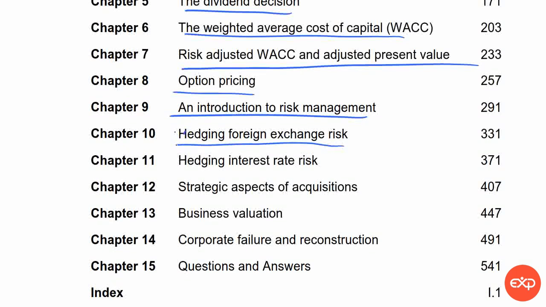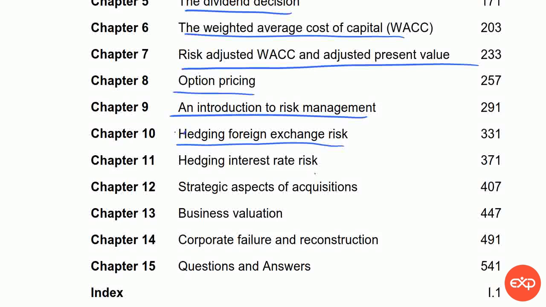Now again, those were covered broadly in the FM paper, but at the Advanced Financial Management paper, AFM, we're going to be looking at calculations involving these financial instruments. So actually doing some calculations about how much we make or lose on our options and futures hedges and so on. So it gets fun.